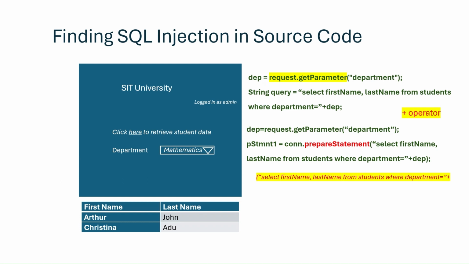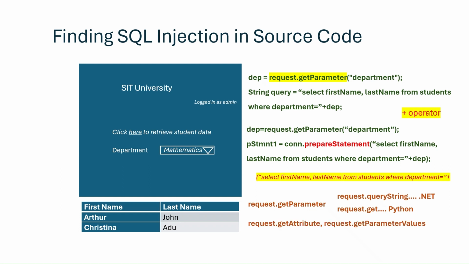Say for example, in .NET, for the same logic, instead of using the request.getParameter API, the application programmer will use Request.QueryString or Request.Form, which again is used to retrieve front-end values. Similarly, in Python, it could be request.GET. Now, this doesn't mean these are the only APIs to retrieve input values. There are other options as well, like request.getAttribute, request.getParameterValues, etc.